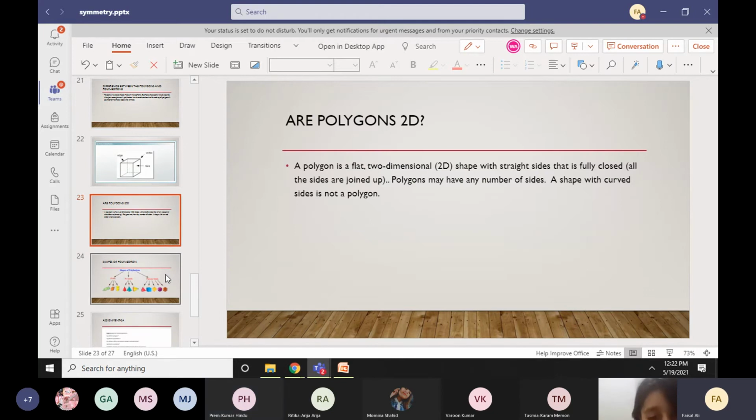Okay, are polygons 2D shapes? Yes, polygons are 2D shapes, whereas polyhedrons are 3D shapes. As we already learned, a circle is not a polygon because we can make a polygon only with the help of lines.